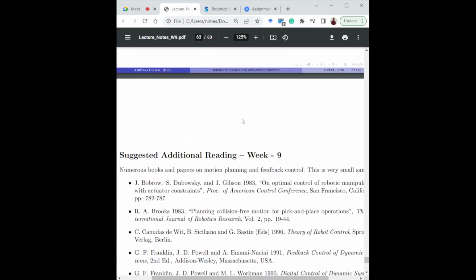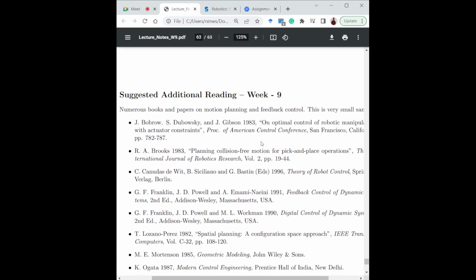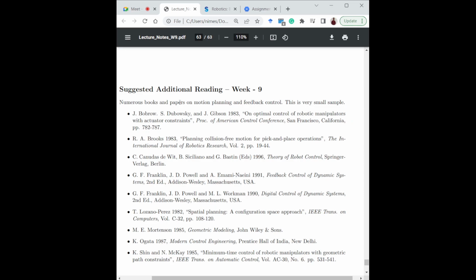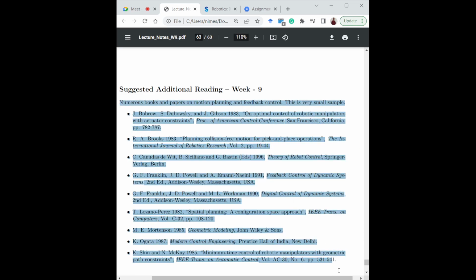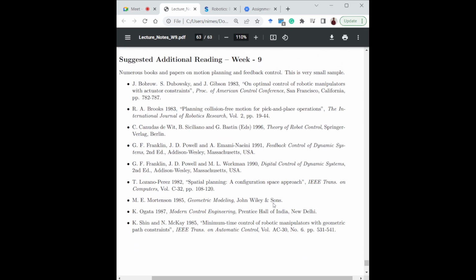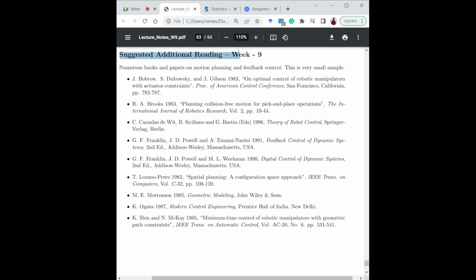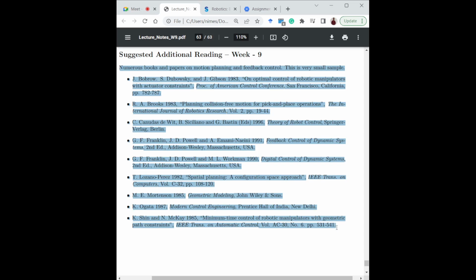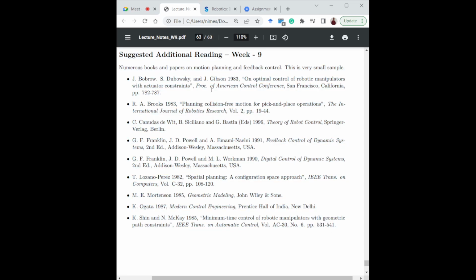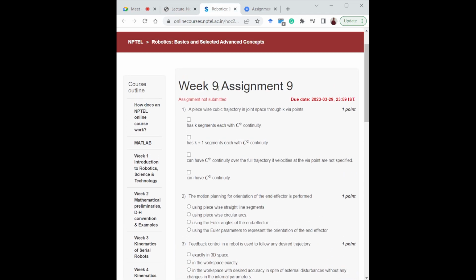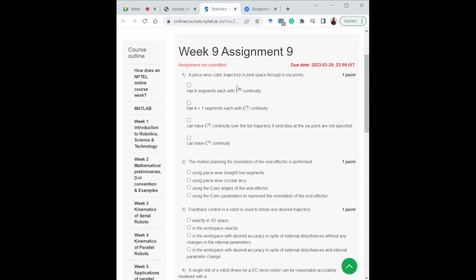And I highly suggest, as always, to go through some of these resources that Sir mentions. These suggested additional readings will help you gain a better understanding of the concepts that you're studying. So let me just go through the assignments once.